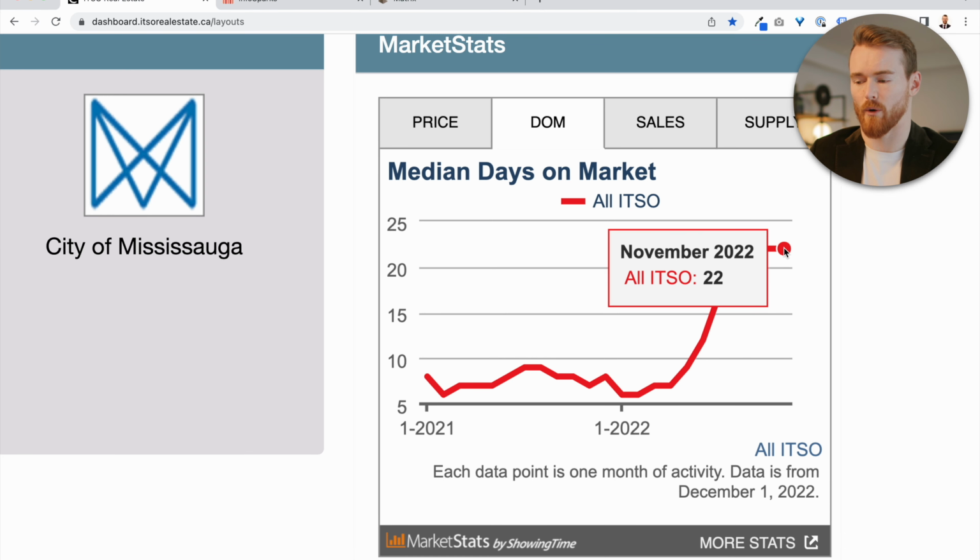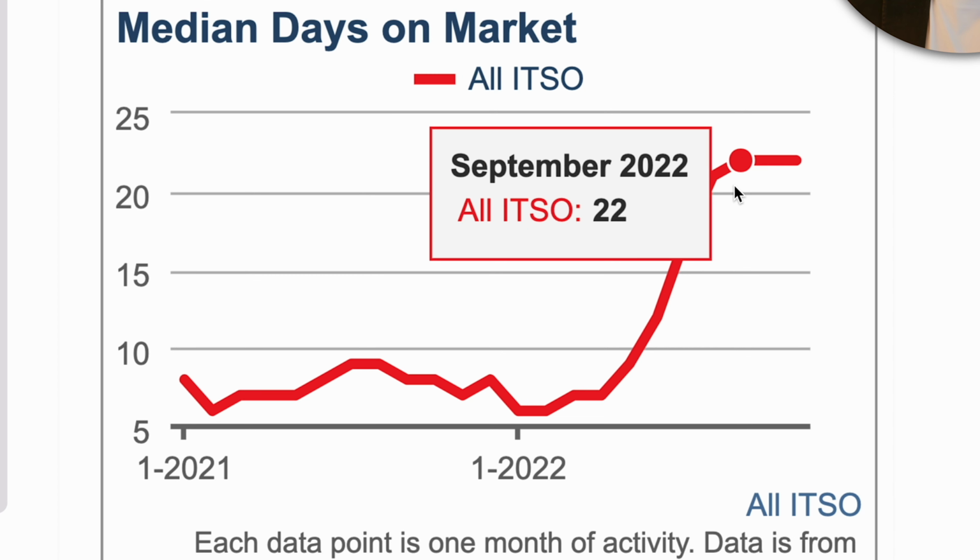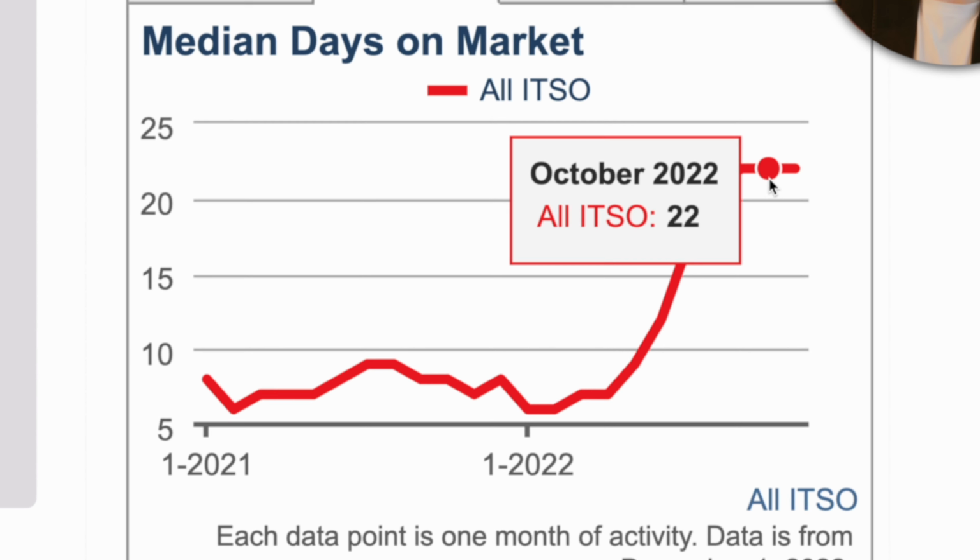So you can see right now, the average number of days on market is 22. And then over here, it's more like 6 days on market. So we've had a huge jump in this graph right here for days on market.